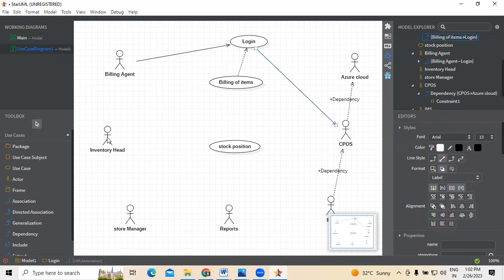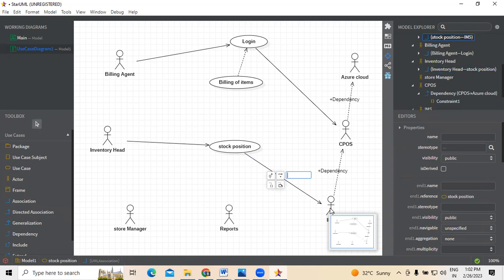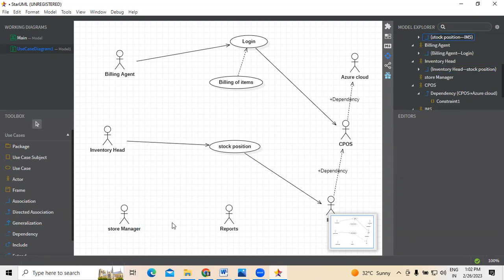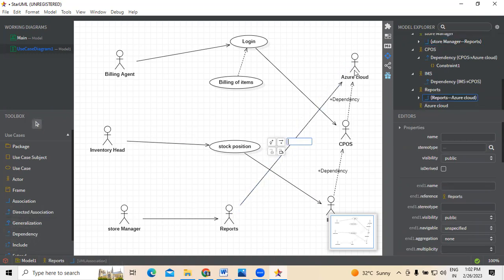Now, an inventory head. What does an inventory head do? Inventory head can see the stock position, right? So he wants to see the stock position of it, wherein he has to connect with the inventory management system. Now, a store manager. A store manager wants to access the reports. From where is he accessing these reports? These reports they are accessing directly from the cloud account, right? For example.